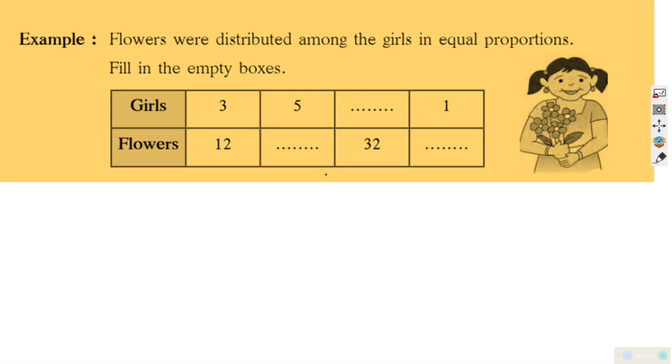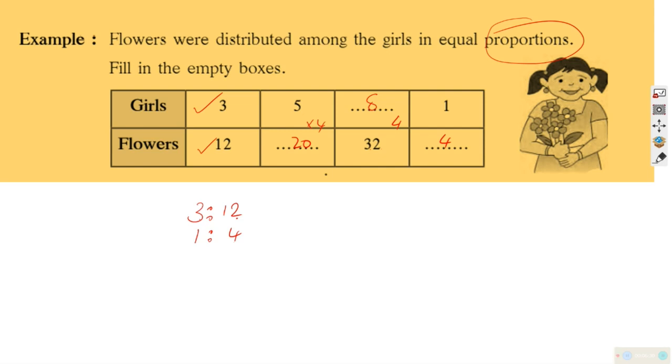Flowers are distributed among the girls in equal proportion. Proportion maintain किया. Fill the empty boxes. 3 girls, 12 flowers. So 3:12. If you make it 1:4, 1 girl, 4 flowers, that is why 3 girls, 12. So 5 girls will be 5 into 4, which is equal to 20. 32 divided by 4 is 8, 1 into 4. So we got that the proportion is maintained.